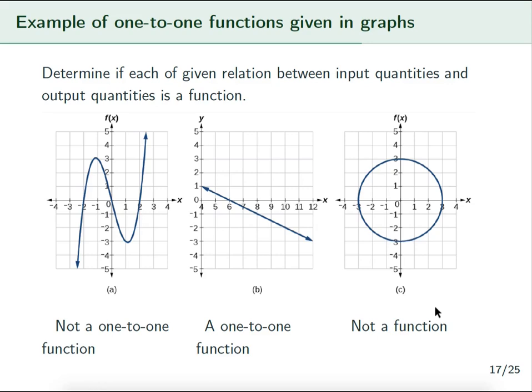And there are many examples of one-to-one functions. As we saw here, mostly all the linear equations are one-to-one functions except for the horizontal line. That's not a one-to-one function because a horizontal line shares an infinite number of input values.